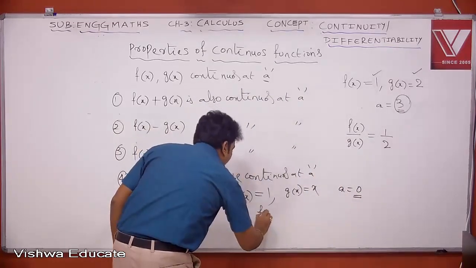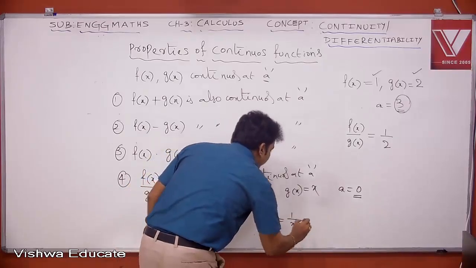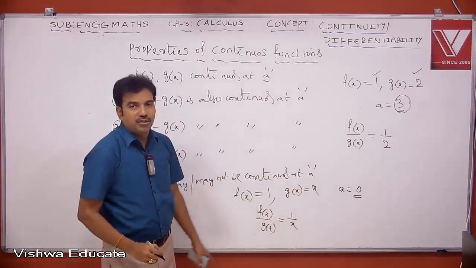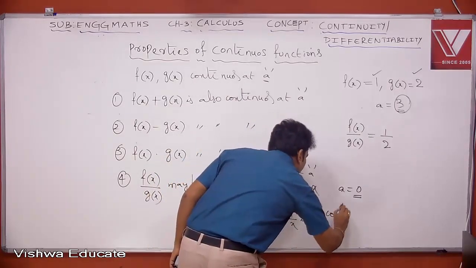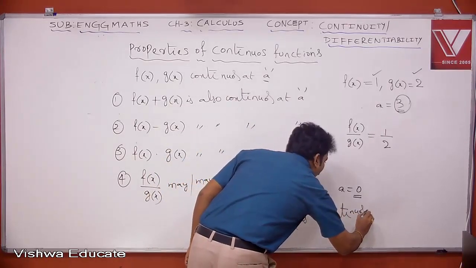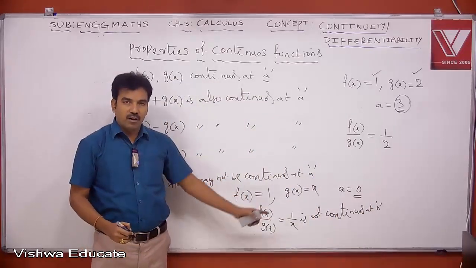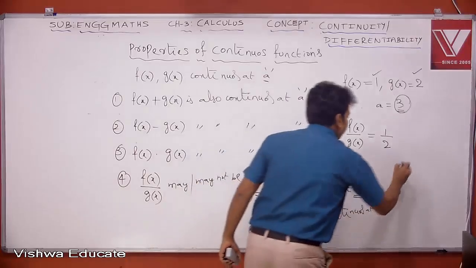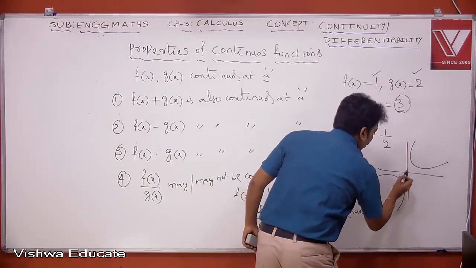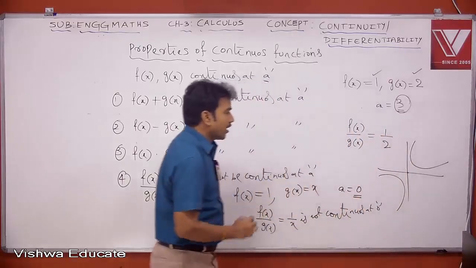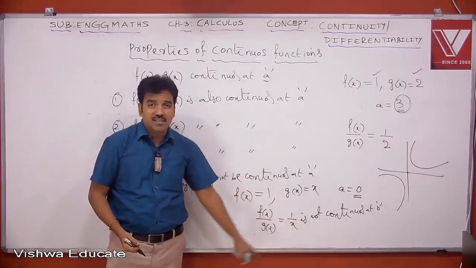But when you look at f of x by g of x, this gives 1 by x, which is not continuous at the point 0. Why is it not continuous at 0? When you draw the graph of the function 1 by x, it will be like this. It will be divided into two parts. No connectivity at the point 0. Or in simple words, 1 by x has no meaning when x is 0.